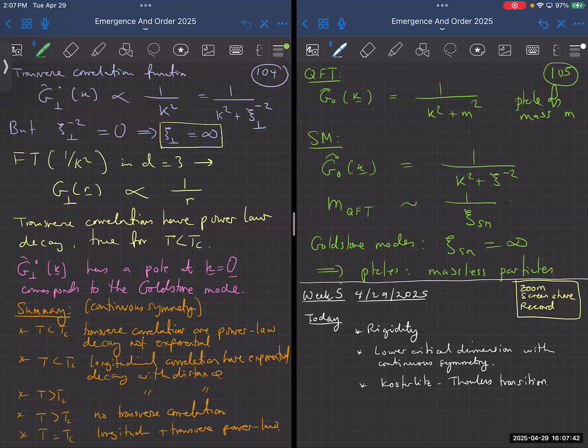That's telling us about correlations, and so we've seen it's very different when you have a continuous symmetry than when you have a discrete symmetry. Now we're going to talk about the emergence of rigidity, the emergence of order. And then what we're going to do is after that, we're going to look at what is the lower critical dimension for ordering when you have a continuous symmetry. And then lastly, we'll very briefly show you how you can have a topological phase transition known as the Kosterlitz-Thouless transition. So let's get started.